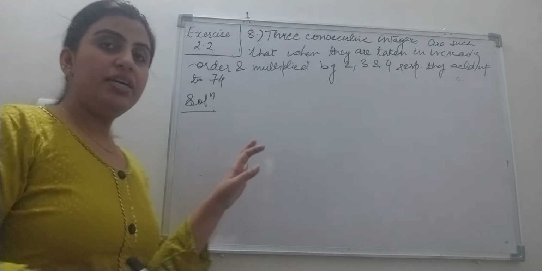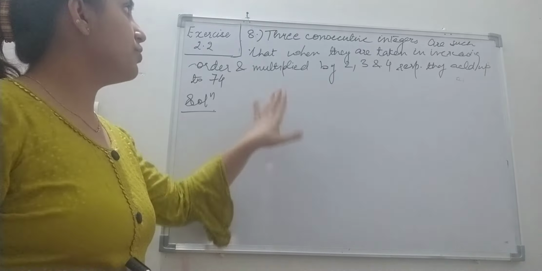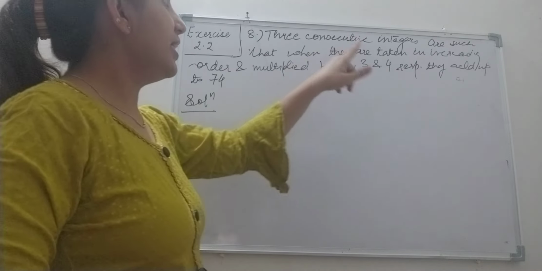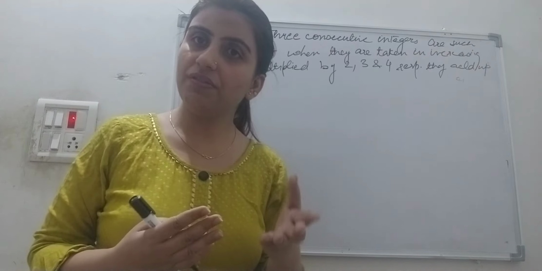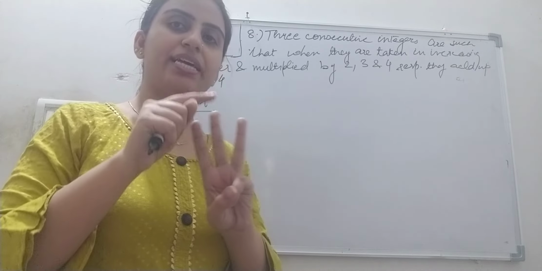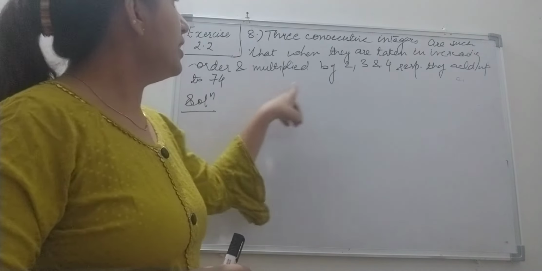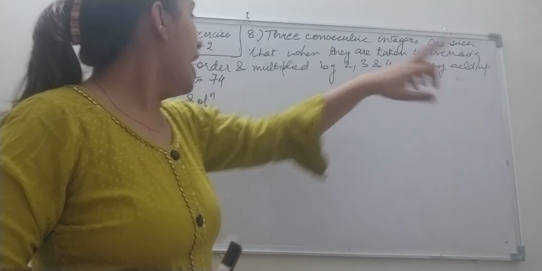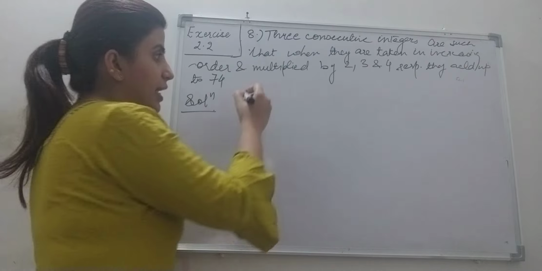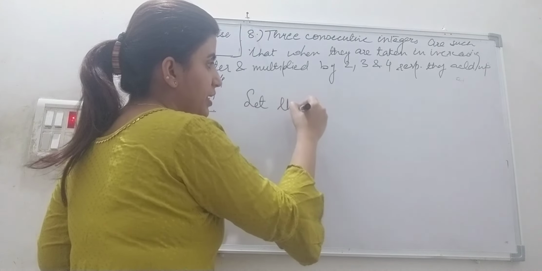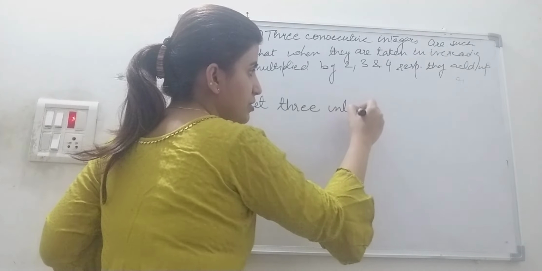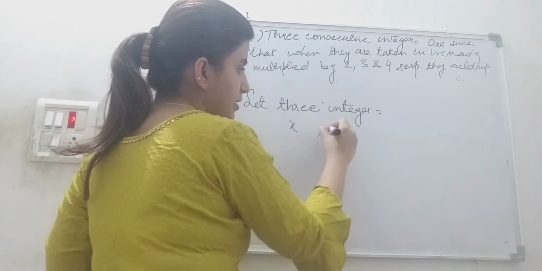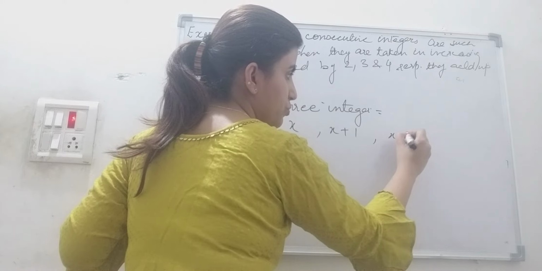Okay, now let us start with question number 8. Let us read the question. 3 consecutive integers are such that when they are taken in increasing order, when they are multiplied by 2, 3 and 4 respectively, they add up to 74. Again consecutive integers, 3 integers we will take: x, x plus 1, x plus 2. So let the three integers, we are talking about the consecutive, be x, x plus 1, x plus 2.